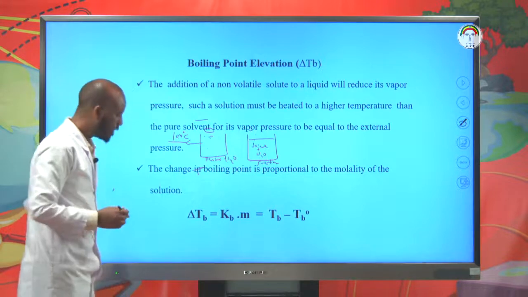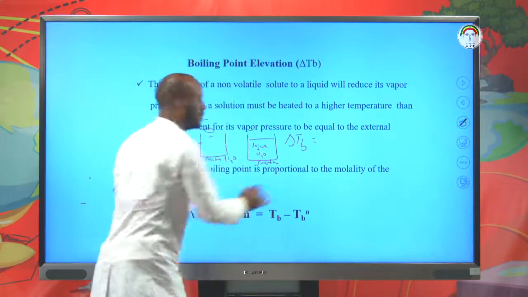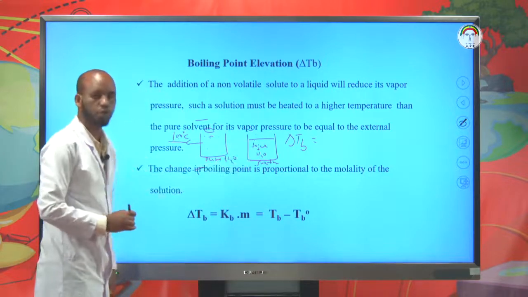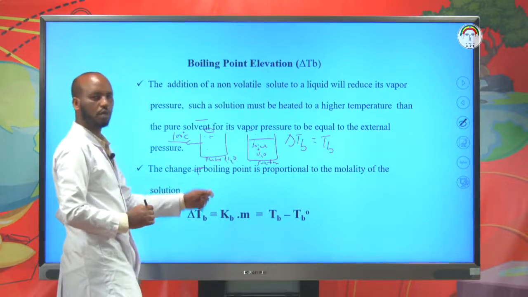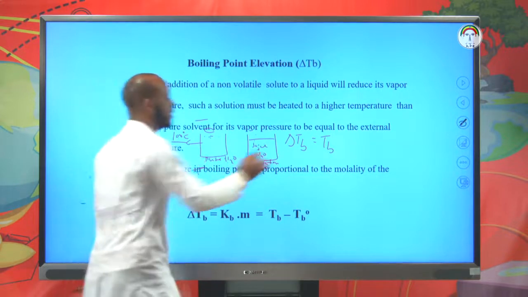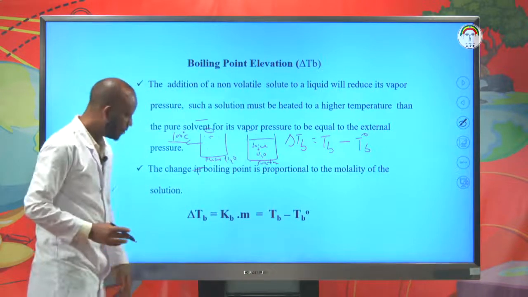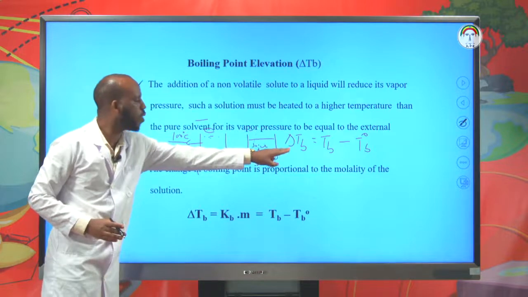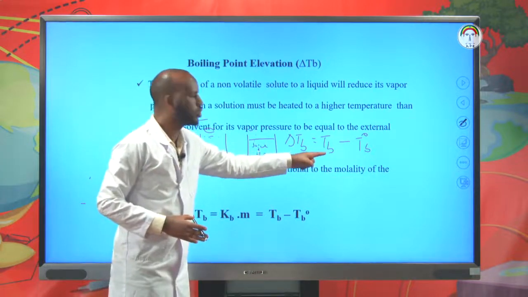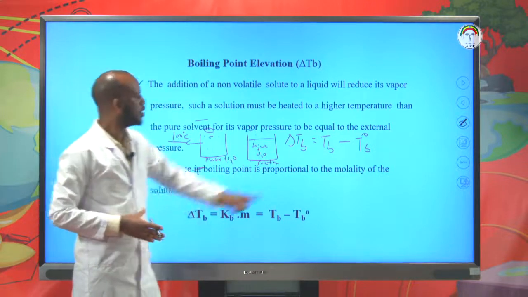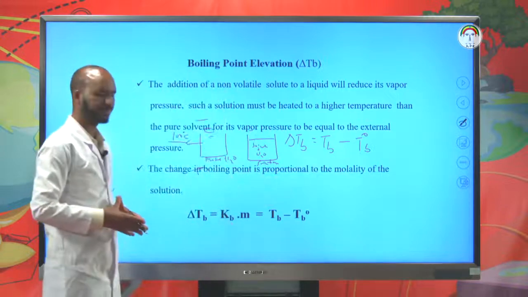Now, boiling point elevation, delta TB. Boiling point elevation delta TB equals boiling point of the solution TB minus boiling point of a pure solvent T0 B, where delta TB is boiling point elevation, TB is boiling point of the solution, T0 B is boiling point of pure solvent.